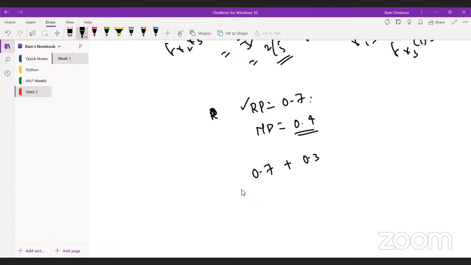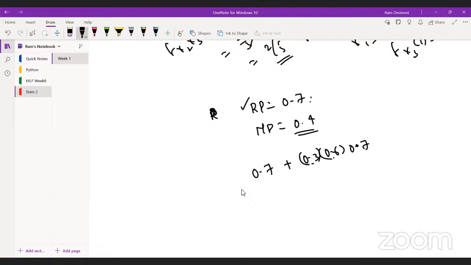Then if Ronaldo did not score, Messi also should not score, because if Messi scores, then Argentina will win and Ronaldo will lose the match. So Messi also should not score a goal. The probability that Messi will not score a goal is 0.6. So when these two did not score in the first round, in the second round, if Ronaldo scores, then they'll win.